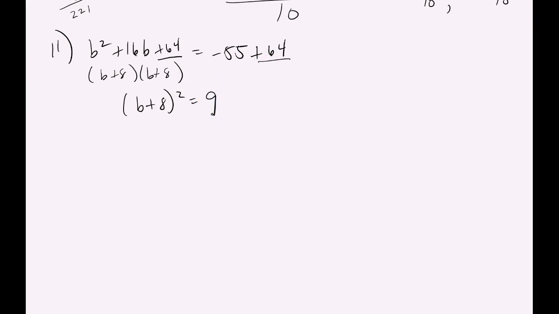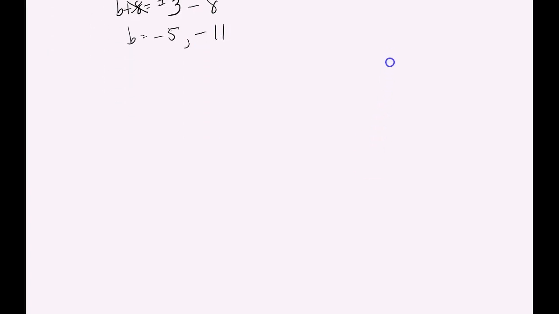From here, to solve it out, we would now take the square root of both sides. Don't forget to put plus or minus in front of that root 9, and we'll have b plus 8 equals plus or minus 3. Then I will move the 8 over, minus 8 minus 8, and so b is positive 3 minus 8, which is negative 5, or it's negative 3 minus 8, which is negative 11. So that's how we complete the square.